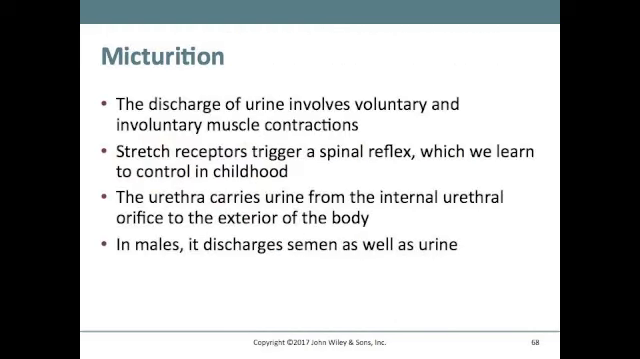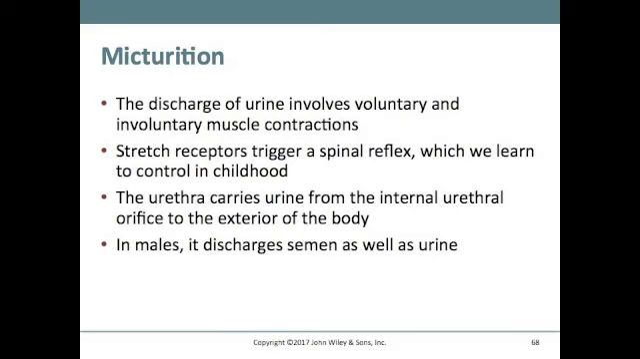Moving on to the next slide, micturition. The discharge of urine from the urinary bladder, called micturition, is also known as urination or voiding. Micturition occurs via a combination of involuntary and voluntary muscle contractions. When the volume of urine in the urinary bladder exceeds 200 to 400 milliliters, pressure within the bladder increases considerably, and stretch receptors in its wall will transmit nerve impulses to the spinal cord.